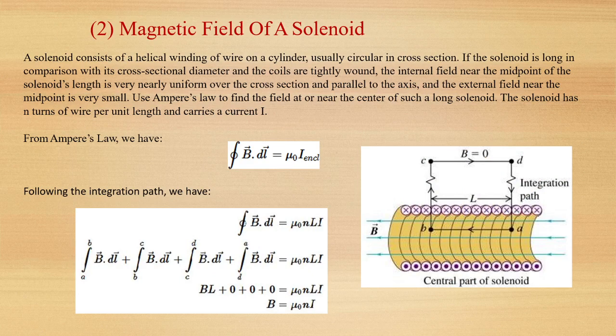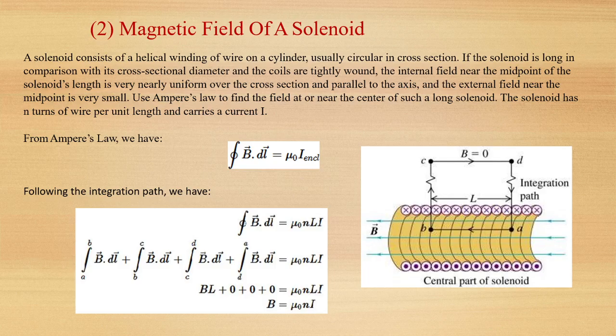Another application of Ampere's law is the magnetic field of a solenoid. A solenoid consists of a helical winding of wire on a cylinder, usually circular in cross section. If the solenoid is long in comparison with its cross-sectional diameter and the coils are tightly wound, the internal field near the midpoint of the solenoid's length is very nearly uniform over the cross section and parallel to the axis, and the external field near the midpoint is very small.